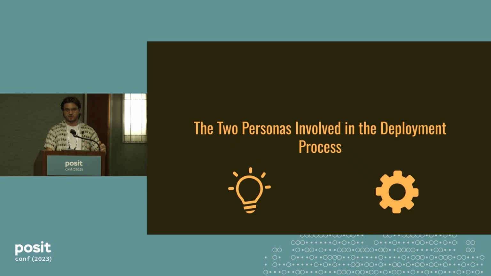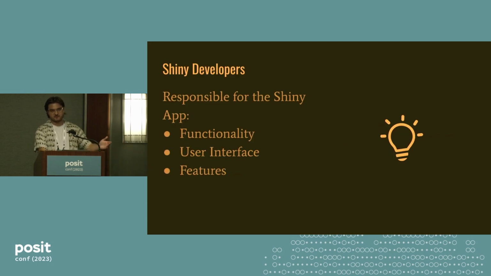So I like to think that there's two personas involved in the deployment process. Now, these could be separate people, it could be two separate teams, or it could be the same person that does both sides and sees the whole deployment process from start to end. So I like to think that the first persona is a developer, so someone who writes code to create applications. They're responsible for the design, testing, debugging. They work on functionality, user interface, and features.